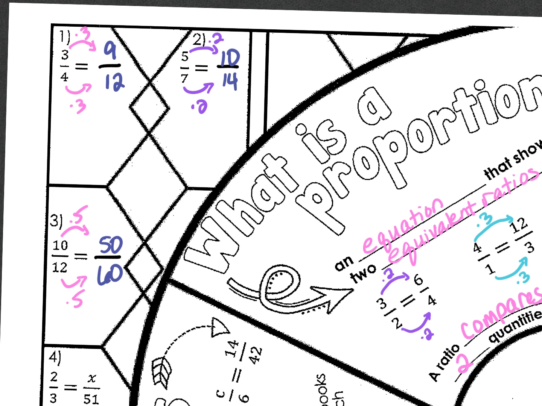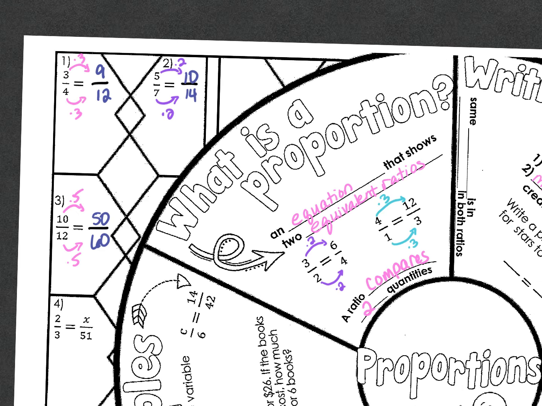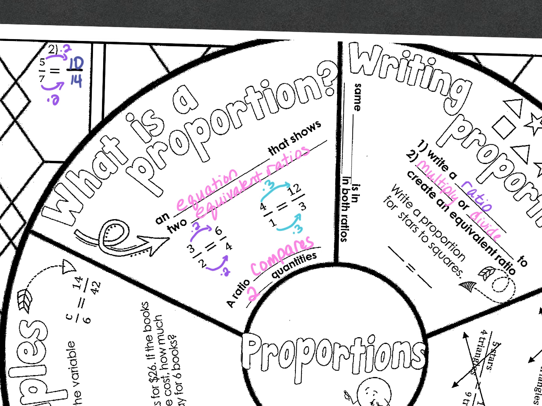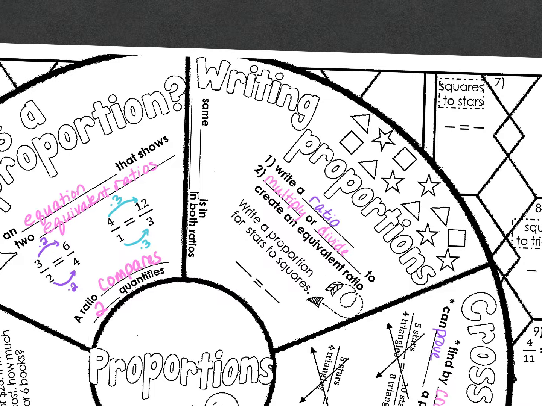Okay, so hopefully you tried that. You used your calculator and multiplied through, and you got 10/14 and 50/60. That is called a proportion. Those are equivalents. So we're going to keep moving through this. We've seen those so far. Let's go ahead, and we're going to write proportions next.